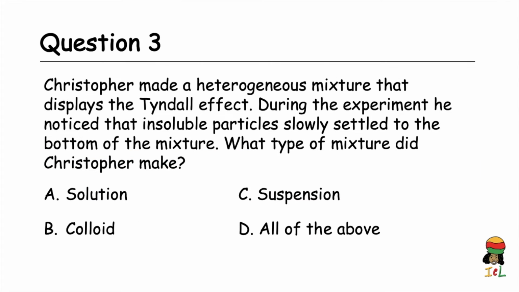Question 3. Christopher made a heterogeneous mixture that displays the Tyndall effect. During the experiment, he noticed the insoluble particles slowly settle to the bottom of the mixture. What type of mixture did Christopher make? A. Solution, B. Colloid, C. Suspension, D. All of the above. The answer there is C, suspension.